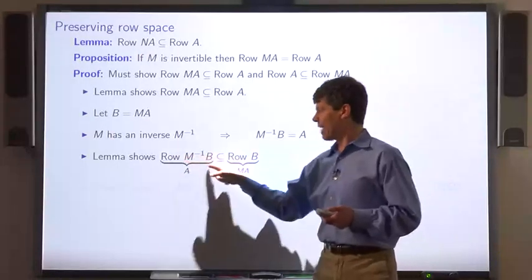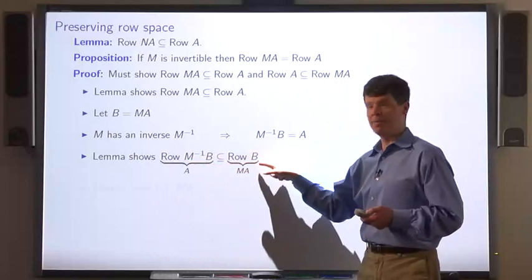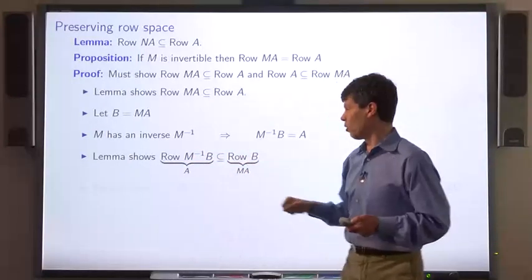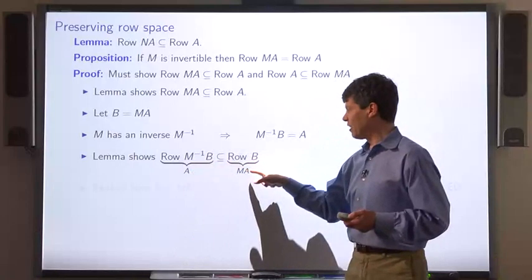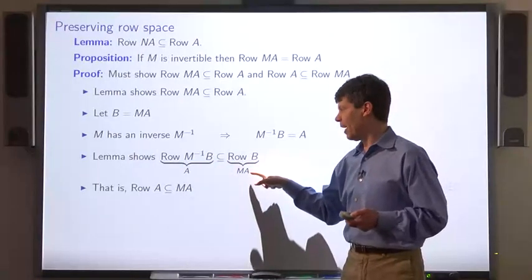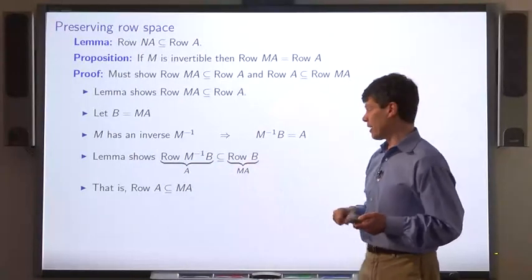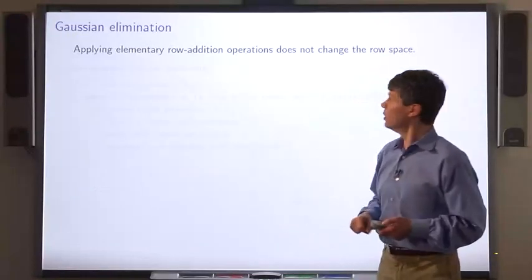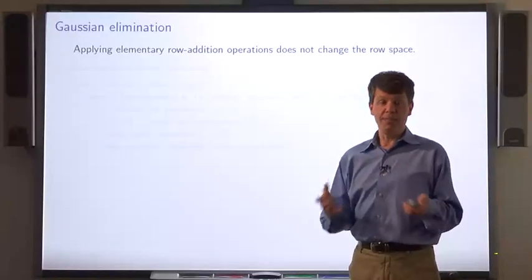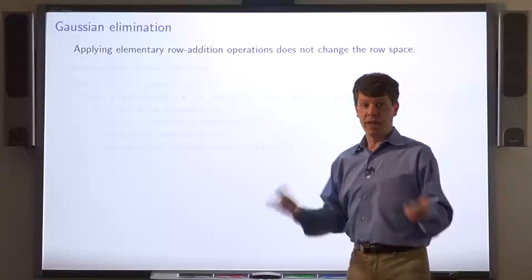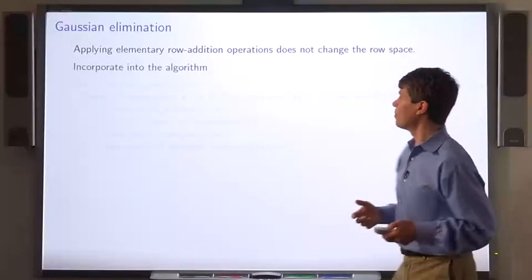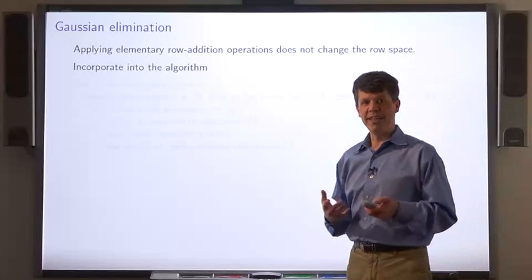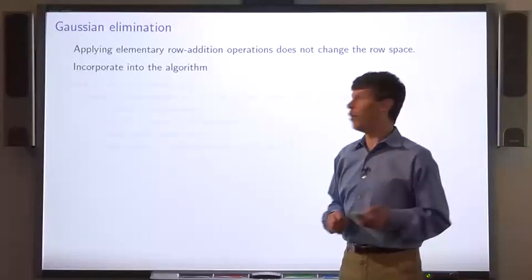Well, this is just A, and this is just M times A. So what we've really shown is that the row space of A is a subset of the row space of M times A. And that was the other direction. So that completes the proof of the proposition. So applying elementary row addition operations doesn't change the row space. Let's incorporate this new feature into our algorithm.